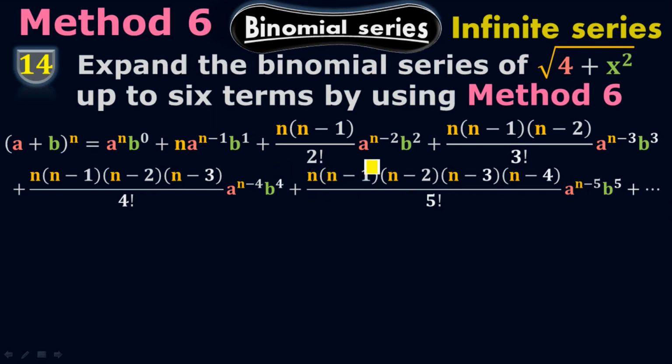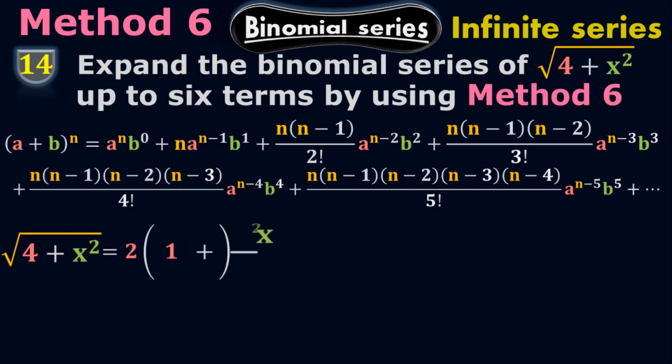I repeat it, the binomial expression for method 6 can be anyone. Can be nCr, can be first factorial, can be second factorial. It is up to you. The difference is that you have to add infinity. Like the series is not ended here. It goes to infinity. The given binomial series is square root of 4 plus x squared.